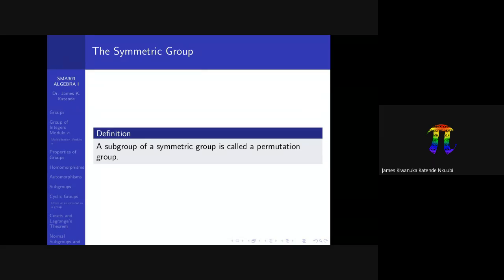In a symmetric group, you can pull out some subgroups, and in particular, a subgroup of Sn will be called a permutation group. So, for instance, D4 is an example of a permutation group because it's a subgroup of S4.